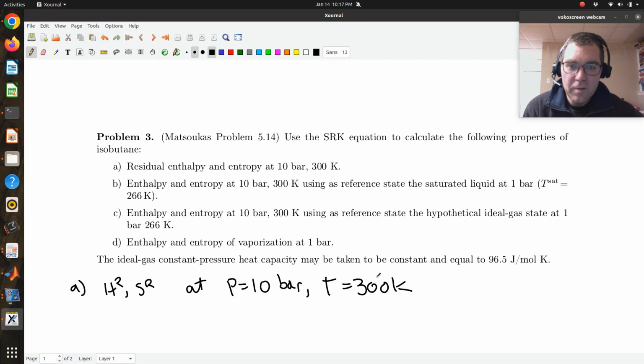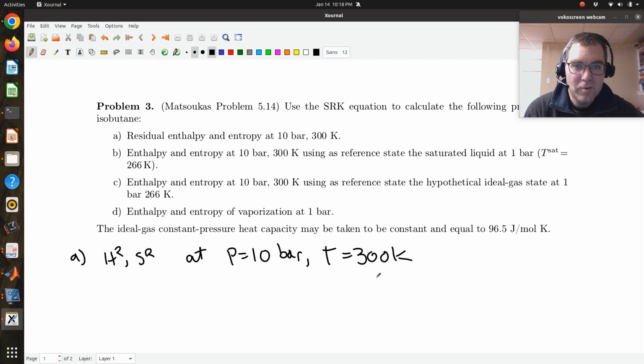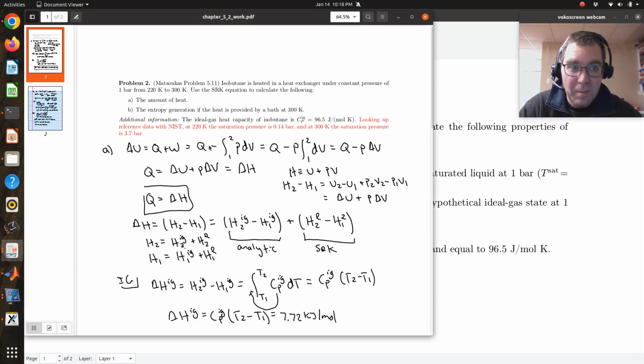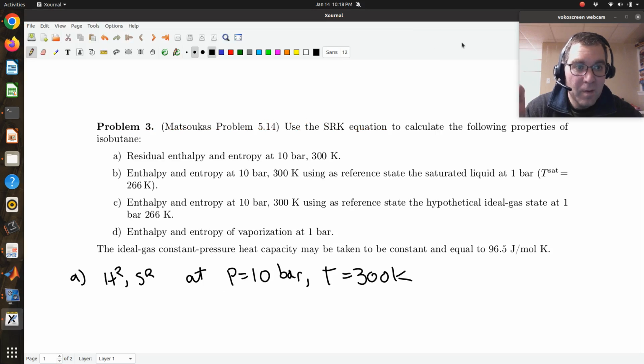Now, we're dealing with isobutane again, which is exactly what we just looked at in problem 2. I have my problem 2 solution up as a reference. We had that at 300 Kelvin, the saturation pressure was 3.7 bar. So in A here, we're at 300 Kelvin and 10 bar, so our pressure is greater than Psat, so we're going to be a liquid.